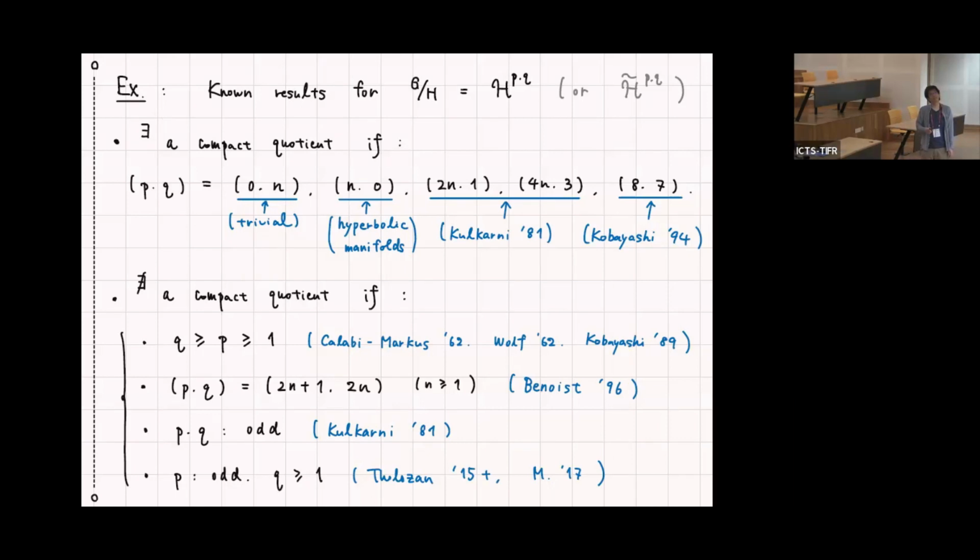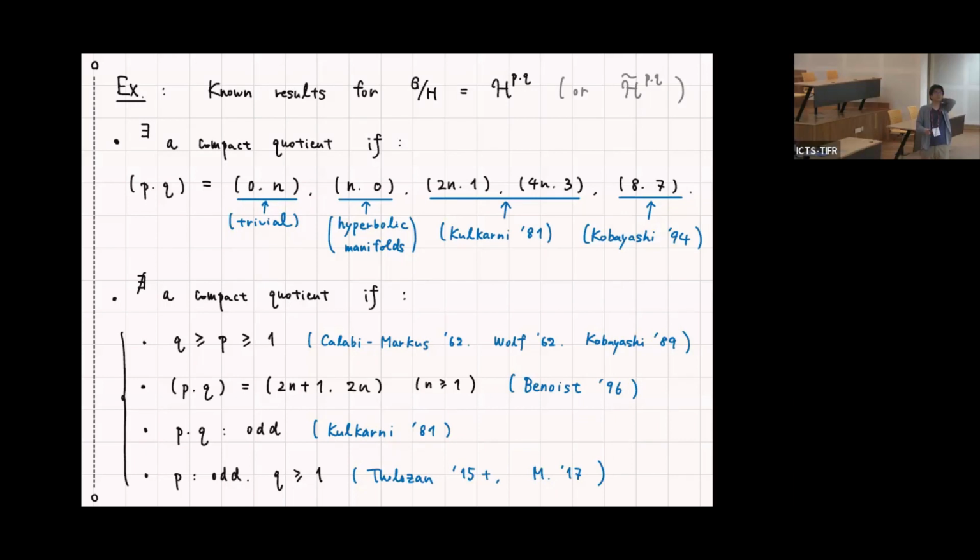Okay, and let me give one example of this problem. So the case of the H^{p,q}, although this case was already explained in Professor Kobayashi's talk today. So in this case, there are some (p,q) for which the compact quotient exists, namely the case (0,n). So in this case H^{p,q} is just the R^{p,q}. So this is a trivial case. And then (n,0), this is the Riemannian hyperbolic manifolds, and there always exists a compact quotient in this case. But there are two series and one exceptional example for the pseudo-Riemannian setting found by Kulkarni and Kobayashi.